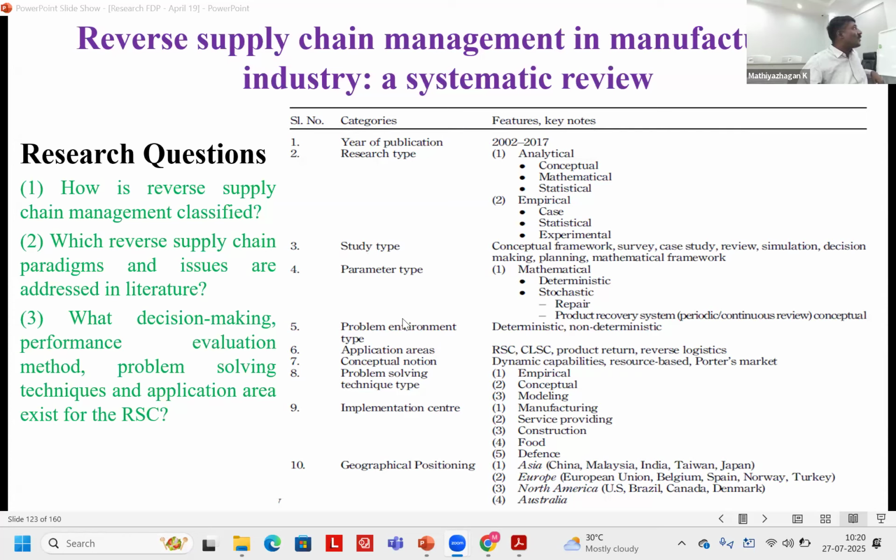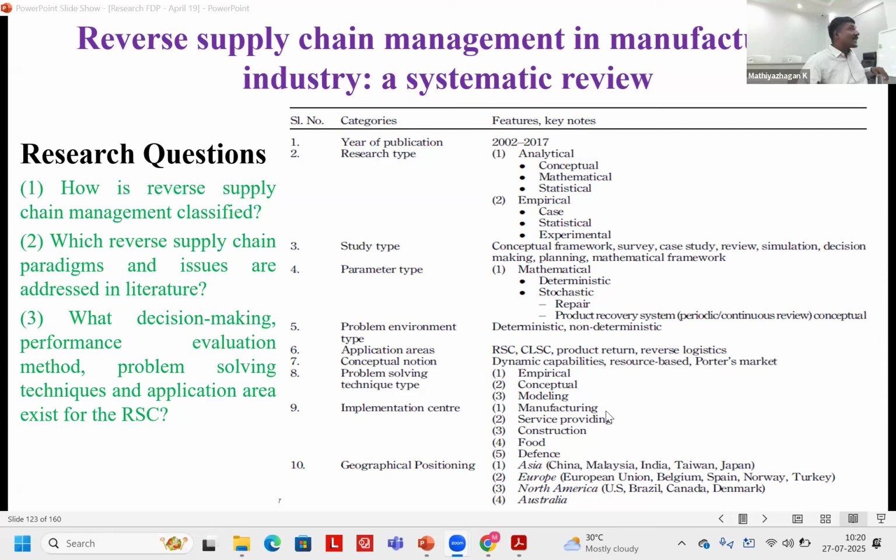What kind of problem environment? See here, deterministic and non-deterministic type. Then, where is the application? Reverse supply chain management, closed loop supply chain management, product returns. What are the conceptual notions? Dynamic capabilities, resource-based view, and Porter's market. Problem solving, empirical, conceptual modeling, implementation criteria.